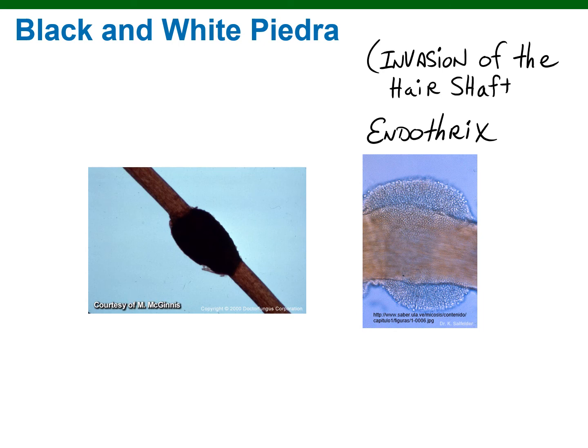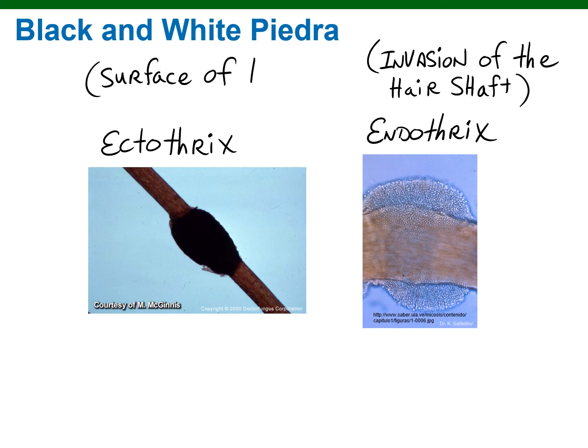And on the left, we have a close-up picture of black piedra. And black piedra, you cannot see it from the photograph, but it's been studied to show that this organism does not invade the hair shaft and stays on the hair shaft's surface, and we call that ectothrix. Ecto meaning on or upon, on top of. So this organism is relegated to the surface of the hair shaft.